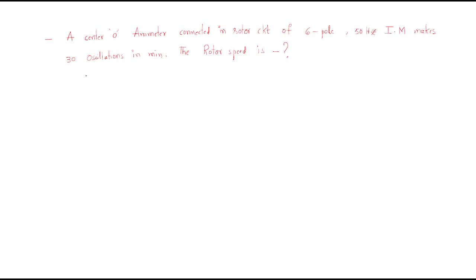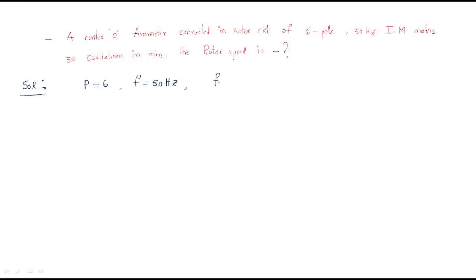Next problem. Here a center zero ammeter connected in the rotor circuit of a 6-pole 50 Hz induction motor makes 30 oscillations in 1 minute. What is the rotor speed? So here the solution, first write down the given data. Here the poles are 6 and the supply frequency is 50 Hz, and the oscillations are 30.